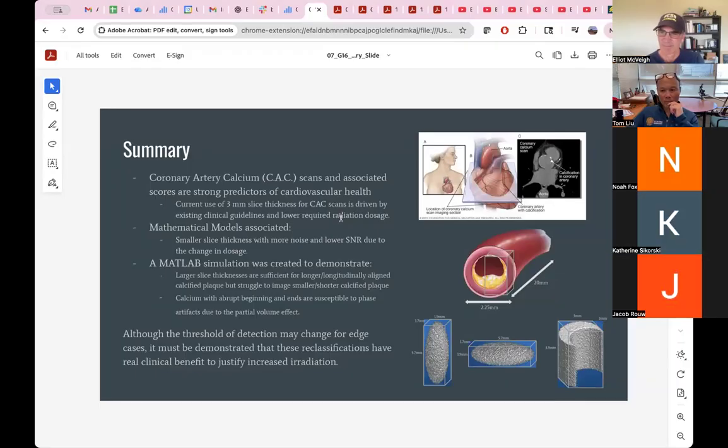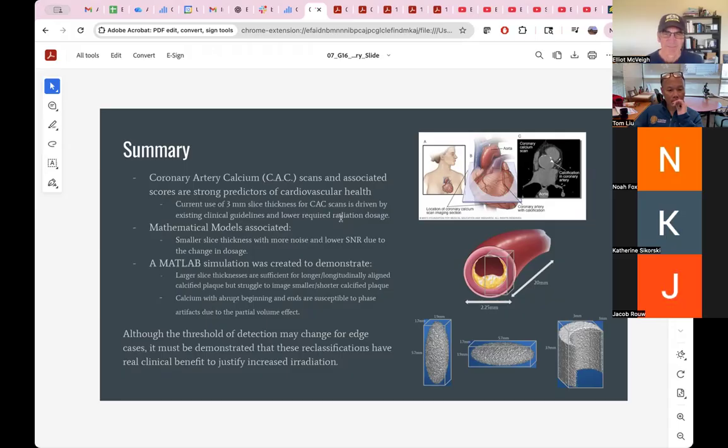And then we got into some mathematical models associated with how SNR is affected with changes in slice thickness of these coronary artery calcium scans. And then we showed a MATLAB simulation regarding the partial volume averaging effect and how that changes the scores themselves. And we concluded that although the threshold of detection for these scores changes with slice thickness, it isn't necessarily important unless we can see real clinical benefit from these changes.